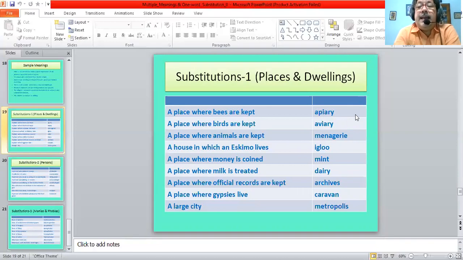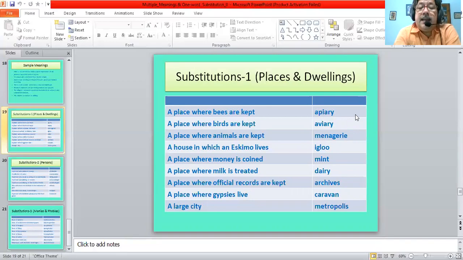So, I'm taking up a strategy. I'm giving you some substitutions based on certain themes. For example, there are some words which are based on the names of places or dwellings. What are they? For example, a place where bees are kept, that is called an apiary. Or a place where birds are kept, that is an aviary. A place where animals are kept is a menagerie.